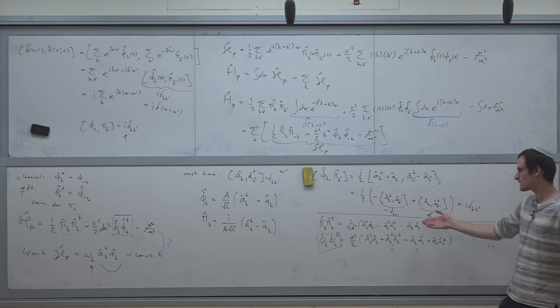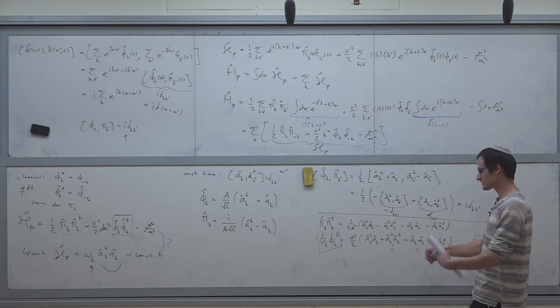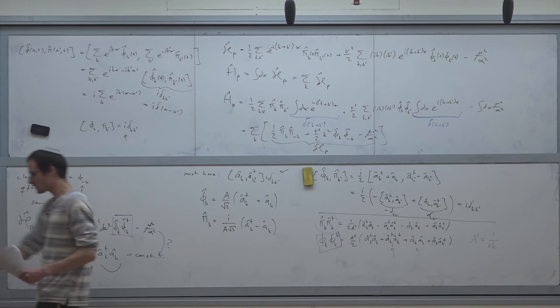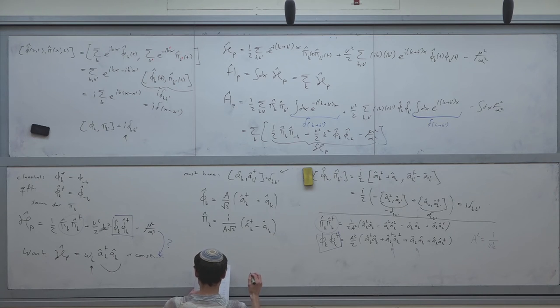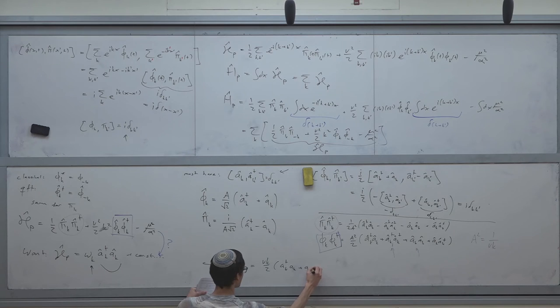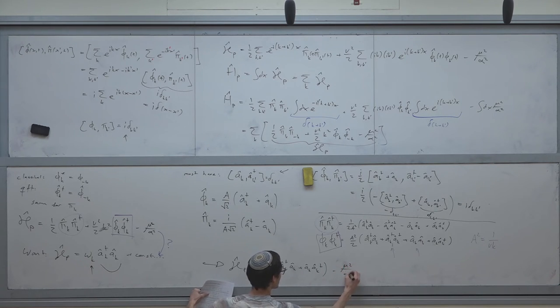And then when I have A, there's one more left. I choose it such that the cross terms cancel. So after we've done this, what do we get? I'm going to plug it all in. We now have H_p equal to v_k over 2 times (A_k dagger A_k plus A_k A_k dagger), and then there's our constant, minus mu squared over alpha squared.